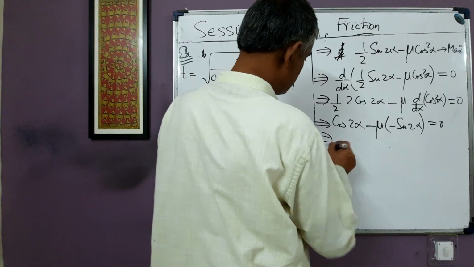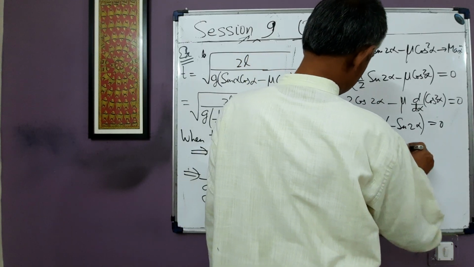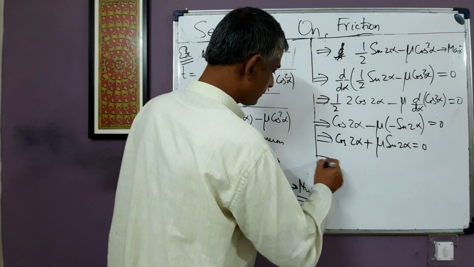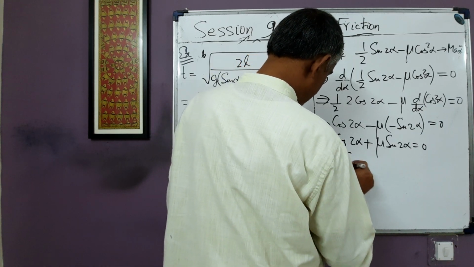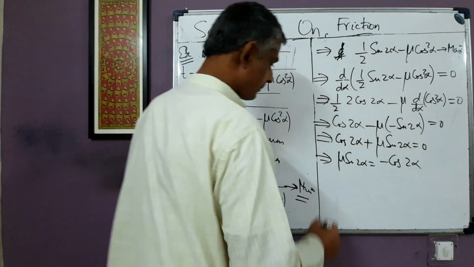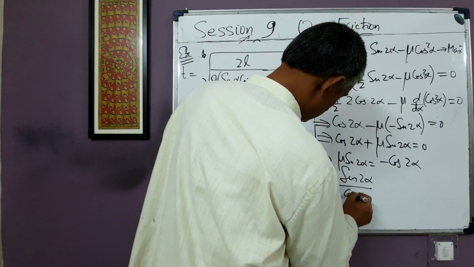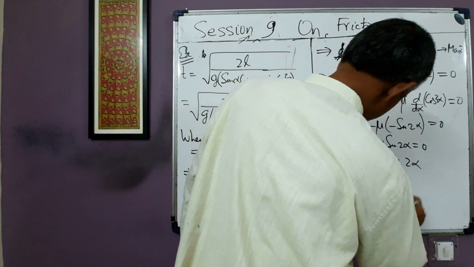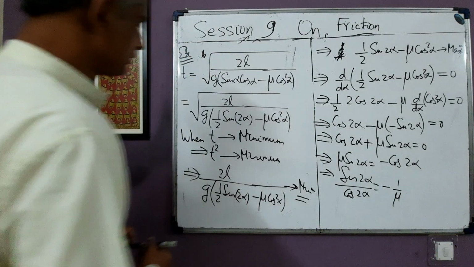So this means cos 2 alpha plus mu sin 2 alpha is 0. This means mu sin 2 alpha is equal to minus cos 2 alpha. This means sin 2 alpha by cos 2 alpha is equal to minus 1 by mu. Okay, fine. Is it alright?